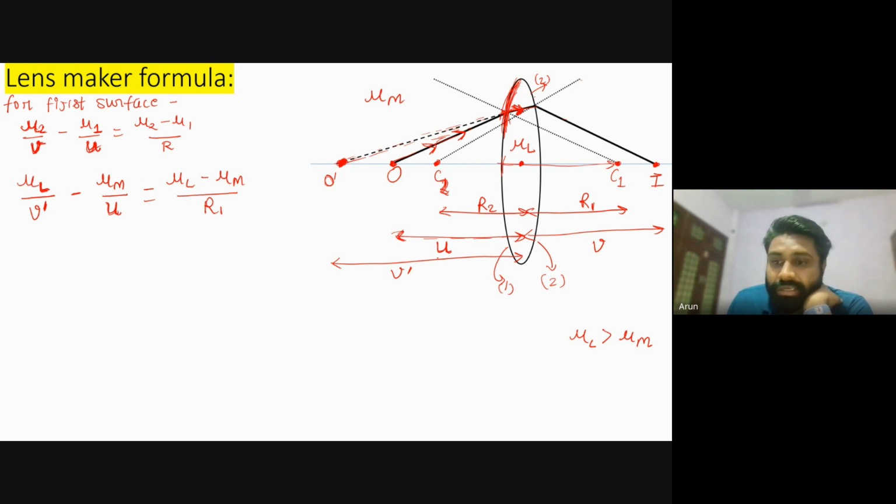And which image? Virtual image. But for the second surface it is behaving as the virtual object. Okay, this is equation number 1. Now the second equation is for the second boundary.